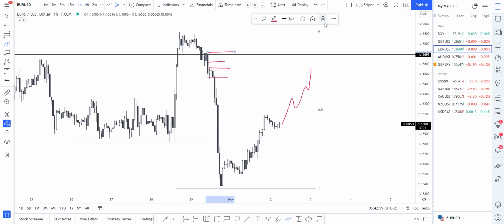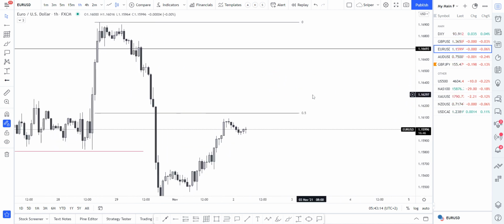So the thing is, with a move like this on a Friday afternoon, you don't know what's going to happen early on in the next week. Also, with a week like this, where we have NFP this week, it makes it really difficult to make a clear decision on what's going to happen.